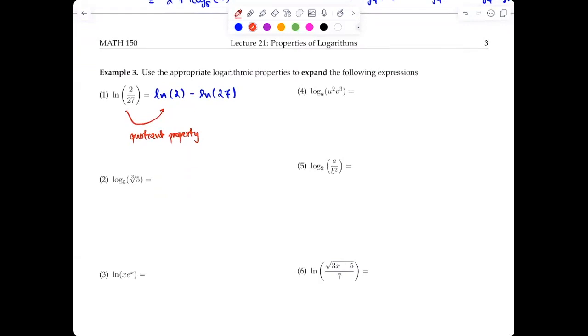Number 2, log of base 5 of cube root of 5. Before you apply any properties of logarithms, rewrite cube root of 5 as 5 to the 1/3 power. So you rewrite this as log of base 5 of 5 to the 1/3, and the answer is 1/3. Again, you ask yourself, what power should I raise 5 to get 5 to the 1/3?